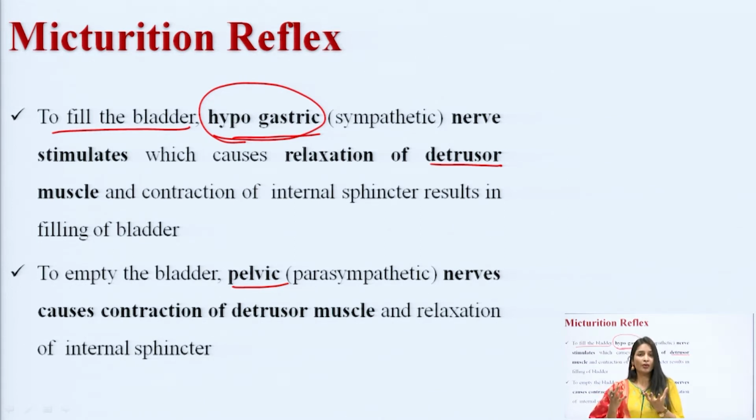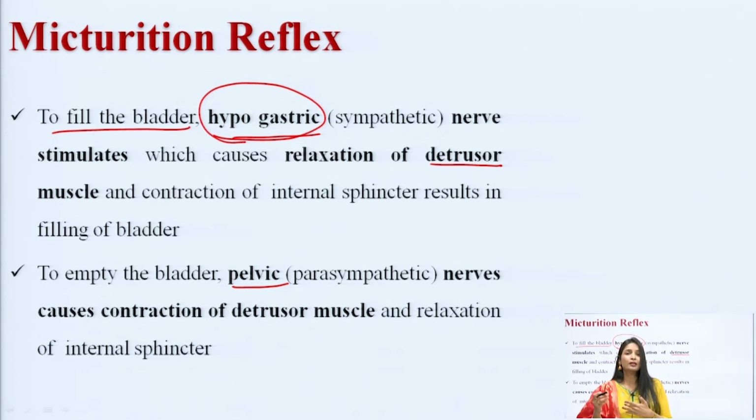So, the amount of urine has already filled in your bladder. Now, what is the next step? You have to empty the bladder. And how will we empty the bladder? To empty the bladder, the pelvic parasympathetic nerve will get stimulated. When this nerve gets stimulated, the detrusor muscle will get contracted. When the detrusor muscle gets contracted, the urine will be emptied. Okay, the bladder will get emptied and urine will be passed. Finally, you can see the micturition.